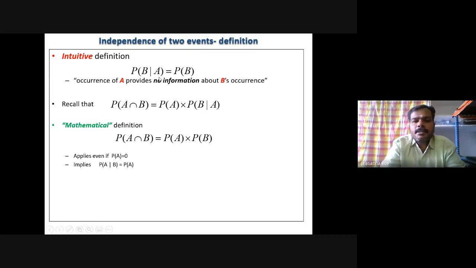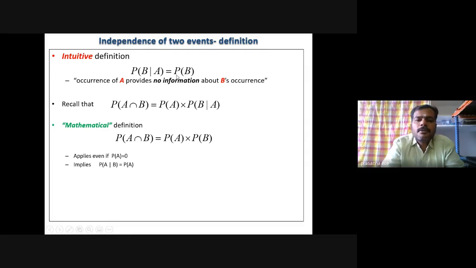But this definition has some limitations. It applies only in the case where P of B is not equal to 0. That is what we saw in the previous classes where we defined conditional probability. Since conditional probability itself is defined only for P of B not equal to 0, this definition does not apply in all cases, that is, the cases which include P of B equal to 0. So we go for another definition, which is the proper mathematical definition of independence.